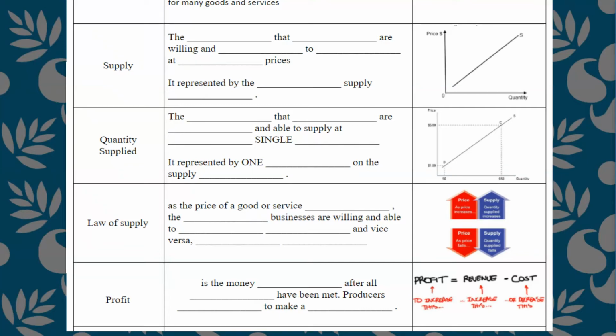Okay, you're going to need to open up your packet to page 6 and 7. We're going to be studying supply. Keep in mind that your unit test is open note. So the better your notes, the better your test score. So it'll be really good for your benefit that you fill in these blanks on your study guide. Again, packet page 6 and 7.